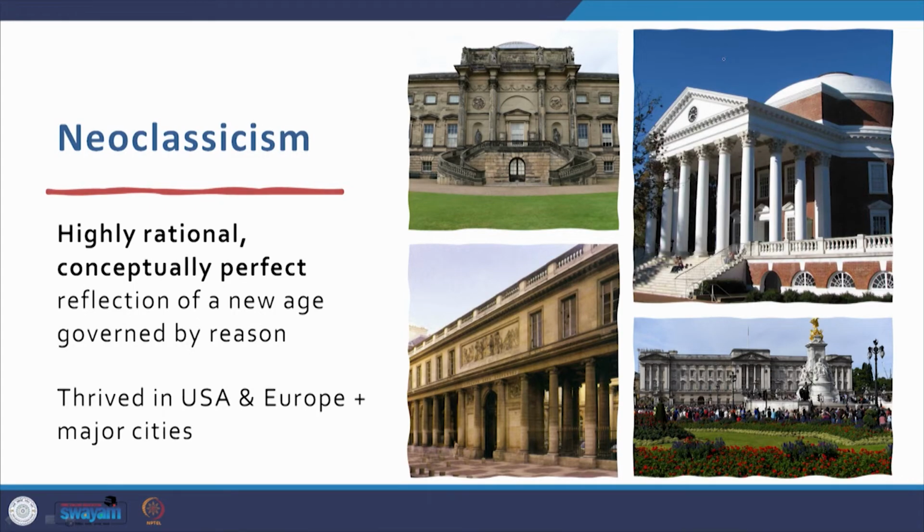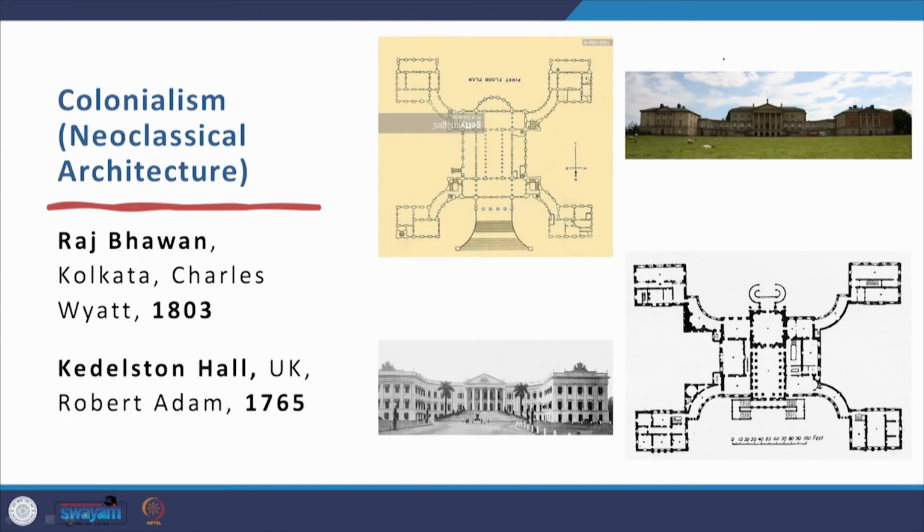This was highly rational, just as classical architecture was, conceptually perfect, and a reflection of a new age that was governed by reason. It thrived in the US and Europe and major cities of the USA and Europe. So when we look at how colonial architecture appeared in India way back in the early years of the British Raj, we find it coming as neoclassical architecture. For example, a very typical example is the Raj Bhavan.